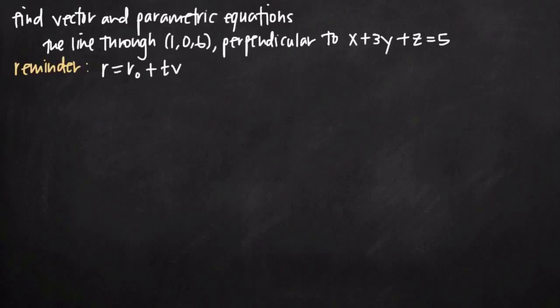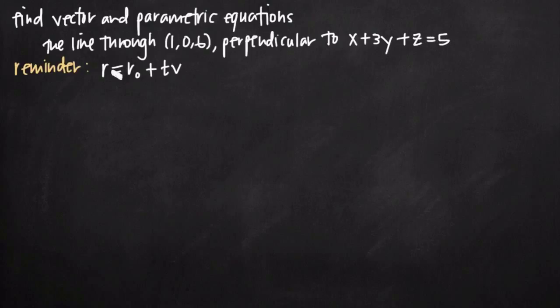Today we're going to be talking about how to find vector and parametric equations, and in this particular problem we've been asked to find vector and parametric equations for the line which passes through the point (1, 0, 6) and is perpendicular to the plane x + 3y + z = 5.